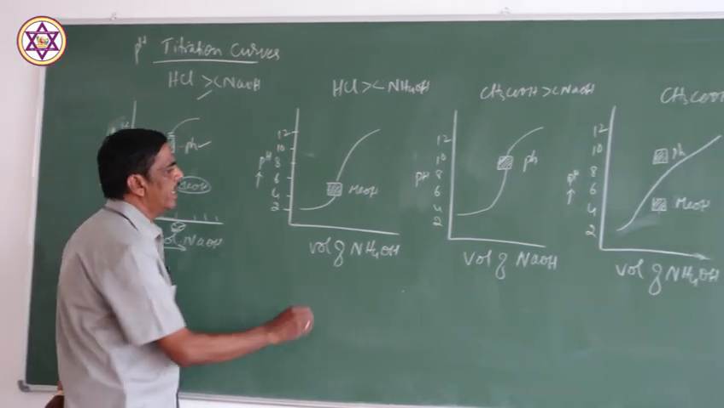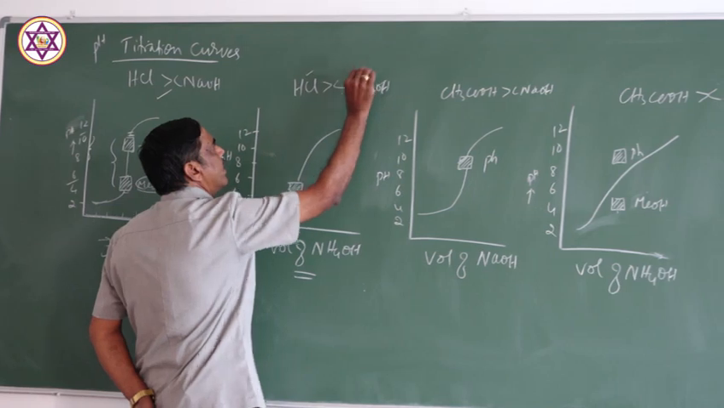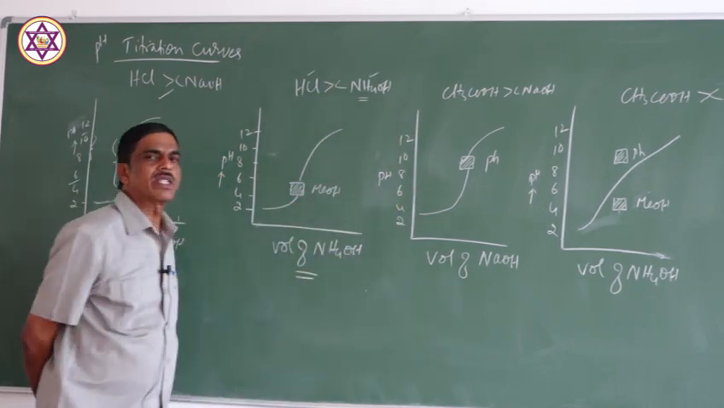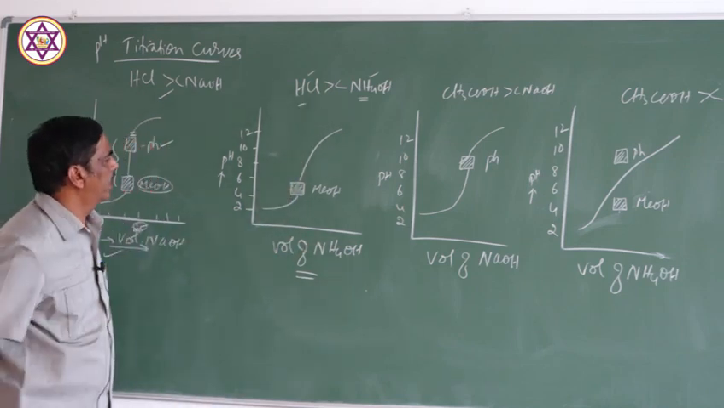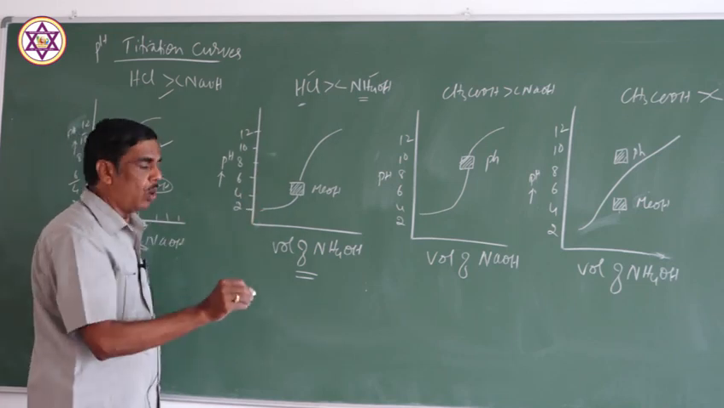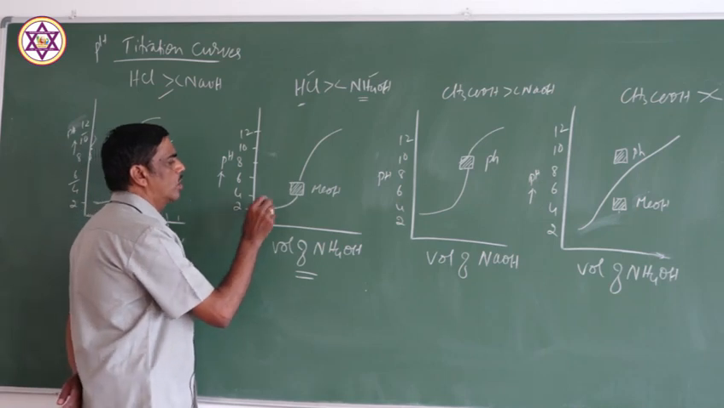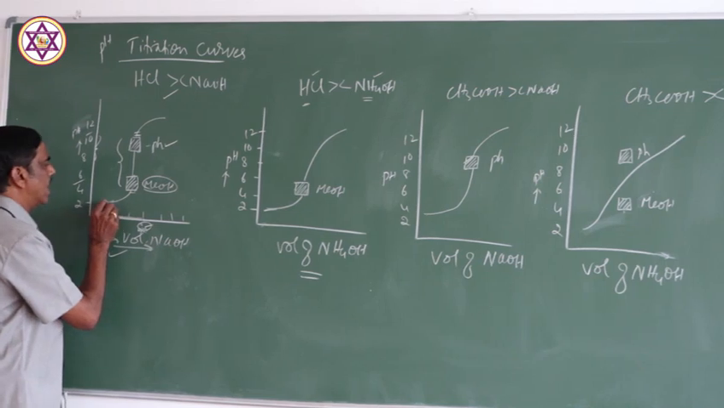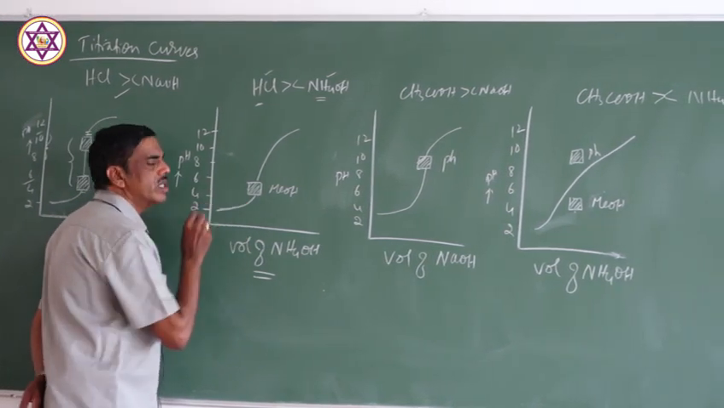Now, suppose you come to the second type of titration, where a strong acid is titrated with a weak base. A weak base is one which ionizes partially, but HCl is strong. So if you take 25 cc of HCl, which has a very low pH, as soon as you start adding ammonium hydroxide, there is no sudden change of pH like this. The pH changes slowly.